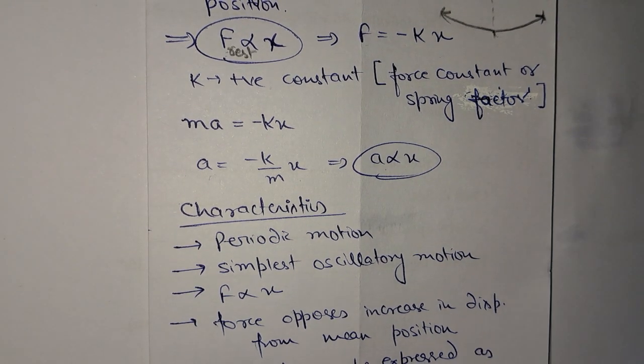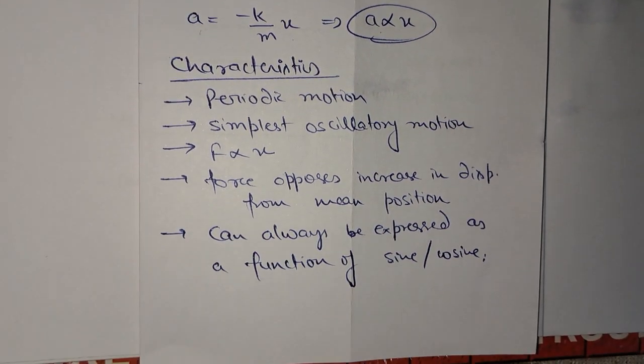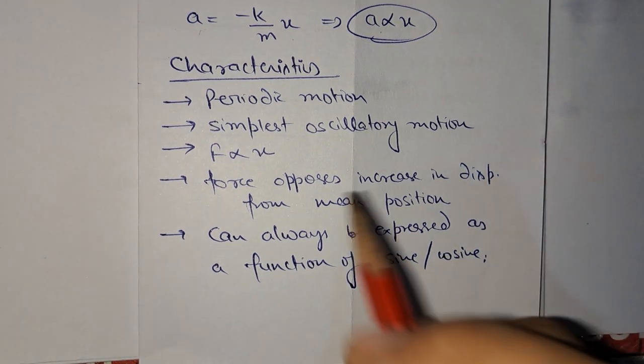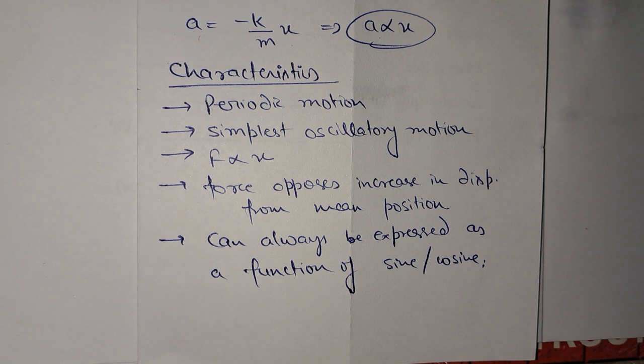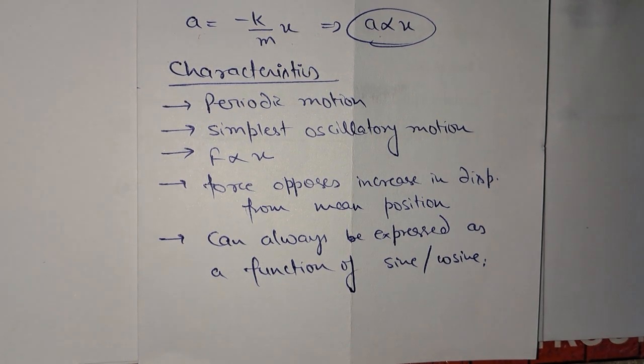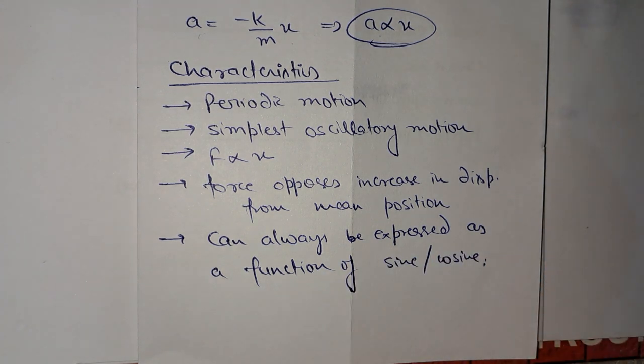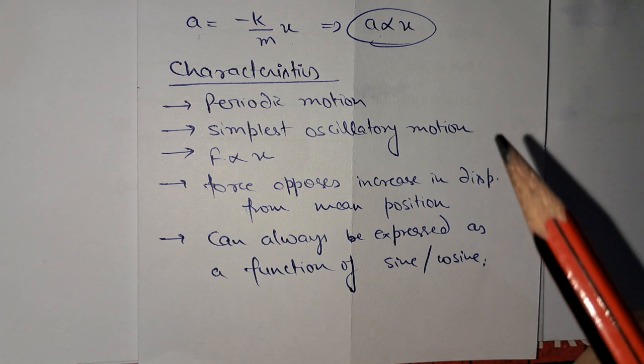So what are the characteristics? The characteristics of a simple harmonic motion are that it is a periodic motion, the simplest oscillatory motion, where F, the restoring force, is directly proportional to the displacement from its mean position, and it opposes it. Basically the minus sign indicates that the force is acting in the opposite direction, meaning the more the increment in the displacement, the higher the force in the opposite direction.